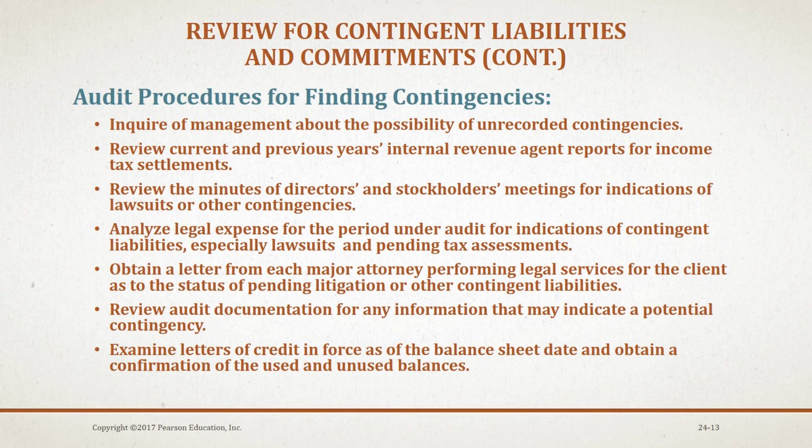Usually, and each firm varies, we will look at 100% of the lawsuits, 100% of the legal expense, just to see what's going on. As part of the audit, we'll get confirmations from each of the major attorneys performing legal services. And we'll ask them what's the status of the pending litigation. We'll look at other areas of audit documentation. Again, legal expenses. We'll look at debt liabilities to see if there's anything that could indicate a potential contingency. And we'll examine letters of credit in force as of the balance sheet date.